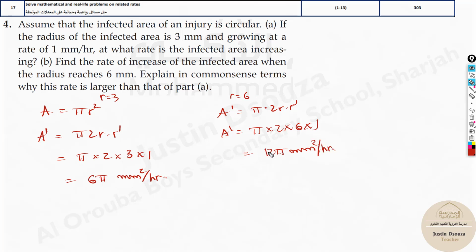Very simple. Now here, explain in common sense terms why the rate is larger than that of part A. Why is it? Just think for a minute.